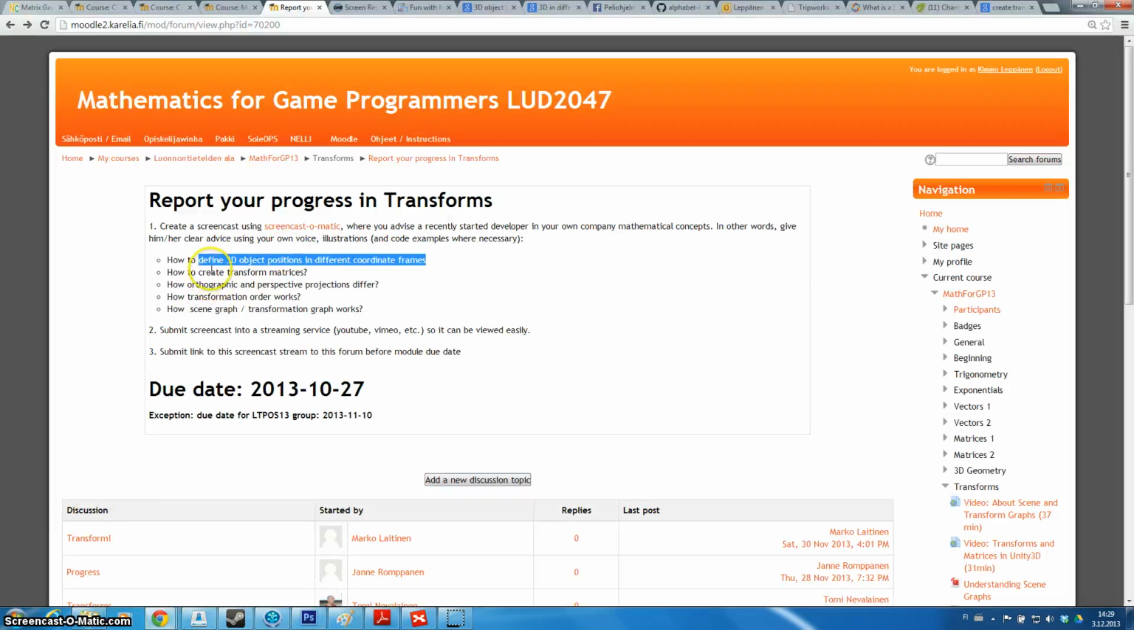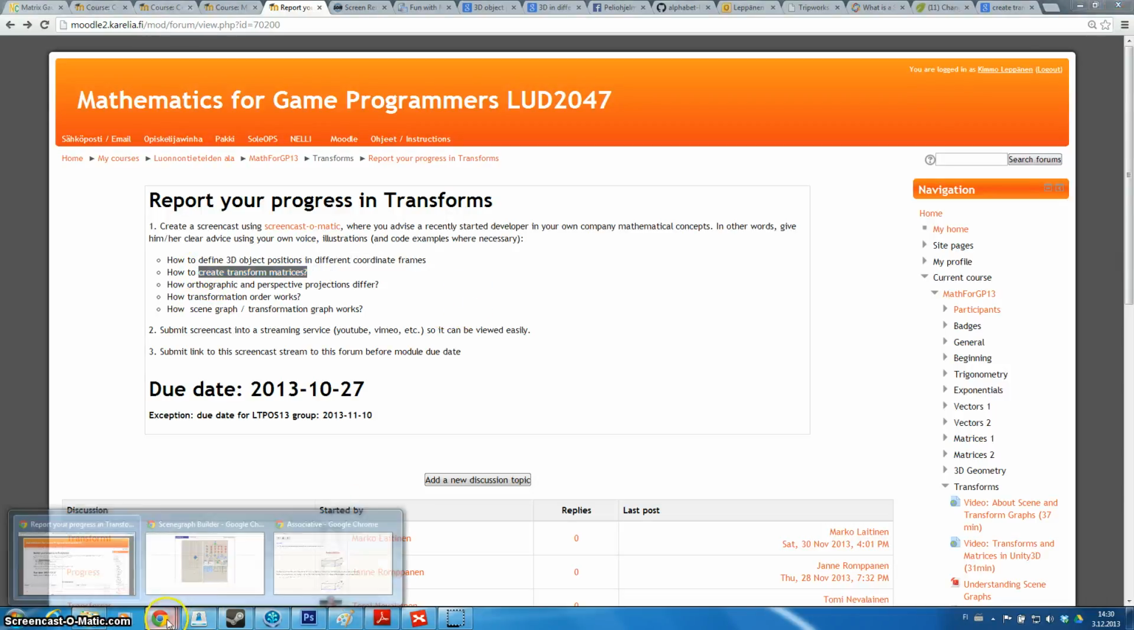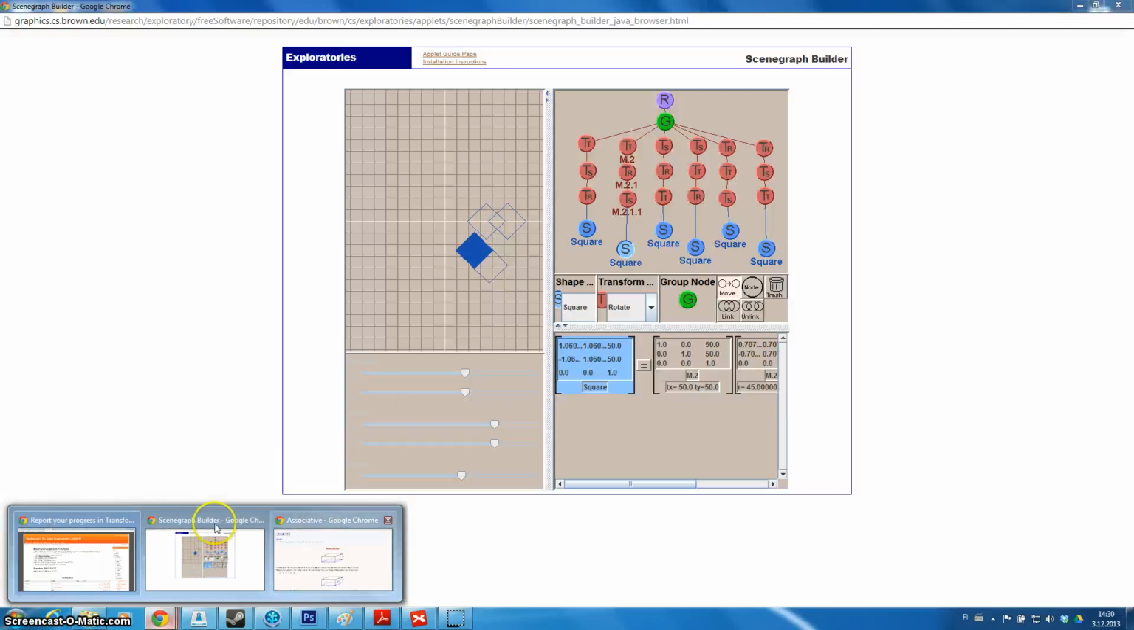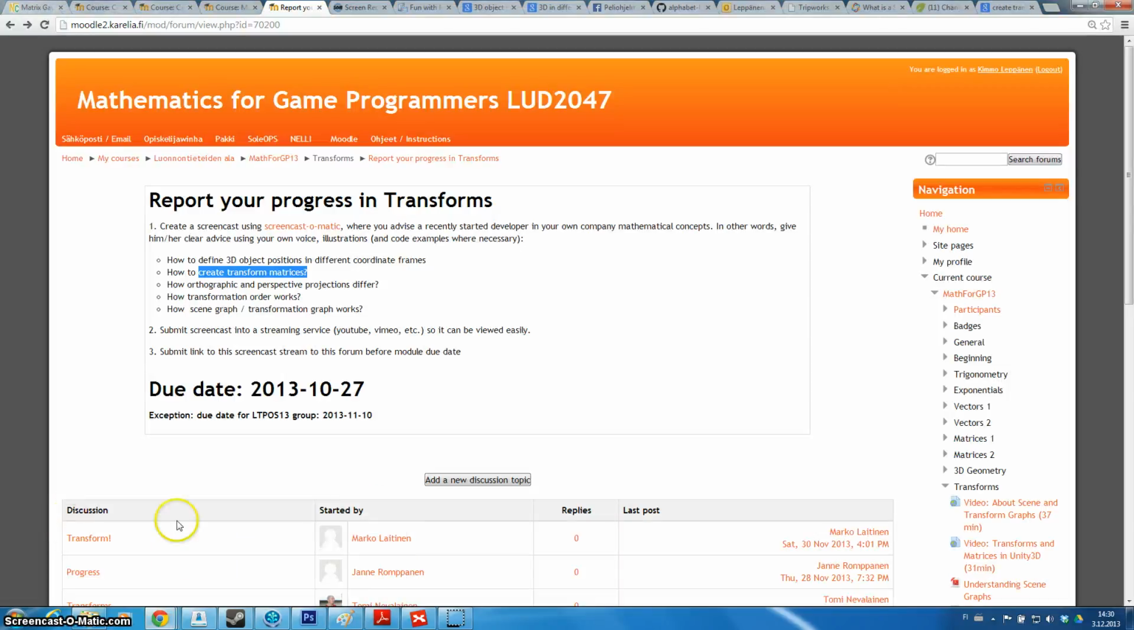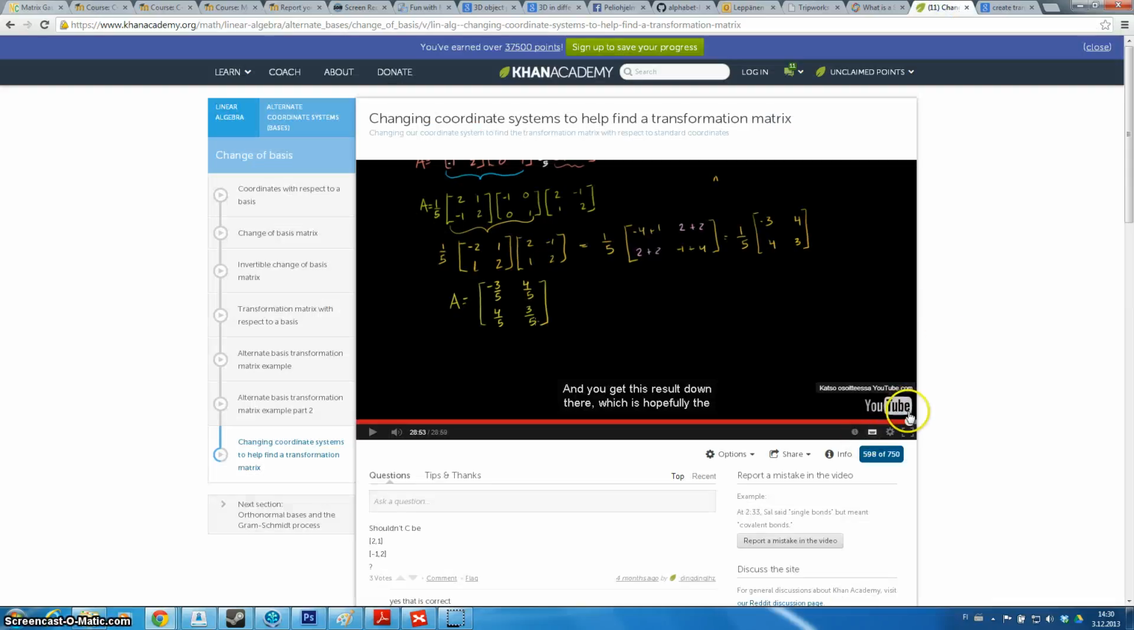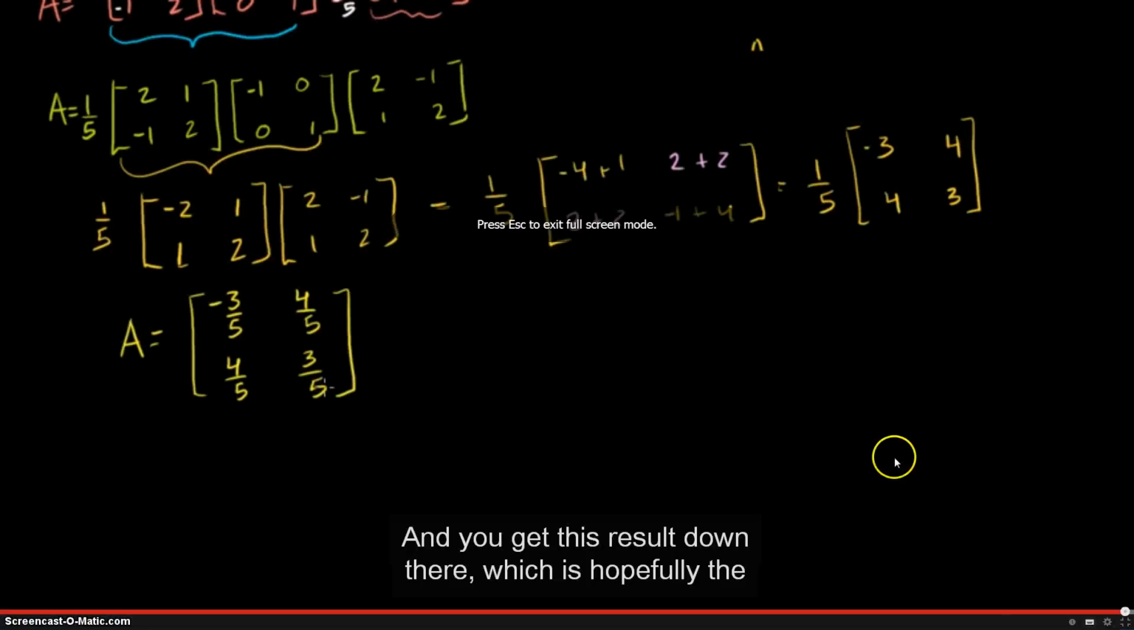Okay, then we have how to create transform matrices. Those transform matrices could be found. I have this kind of representation over here where I can show you how it can be done.